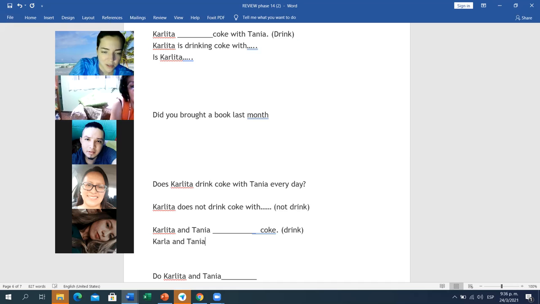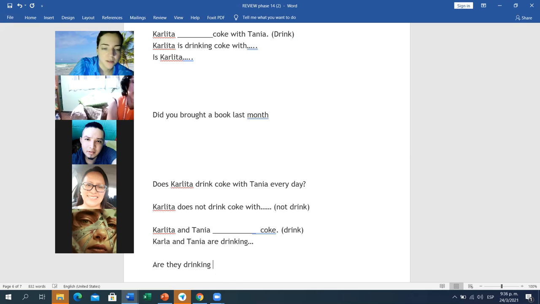Ya les explico algo. Are drinking. Alguien mencionó por ahí, are they drinking? In this case, are they drinking? Sería para una pregunta. Aquí la estamos haciendo para oración. Carlita and Tania are drinking. And for question is, are they drinking Coke? Excellent. Very good. Questions?